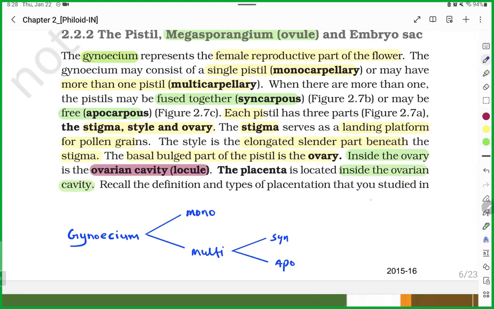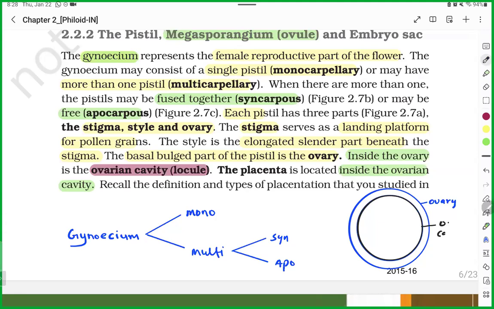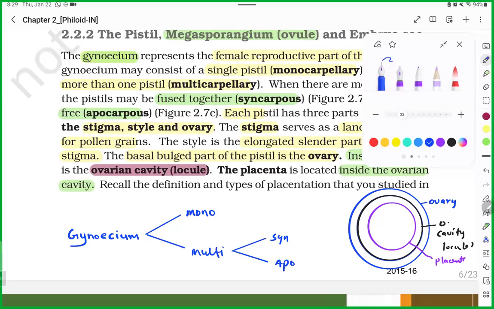So what will be the diagram? Outermost, let's take the ovary. Inside this ovary, I have to use a different color. Inside this ovary, what will be there? Ovarian cavity or locule. Inside this, you have the placenta. Inside this, you will have the ovule.